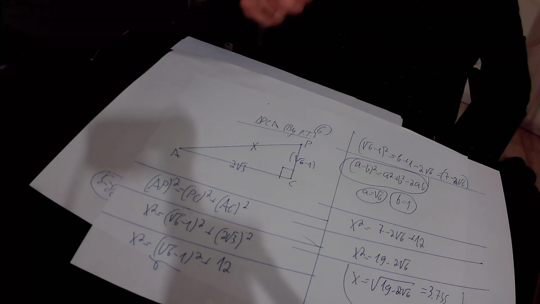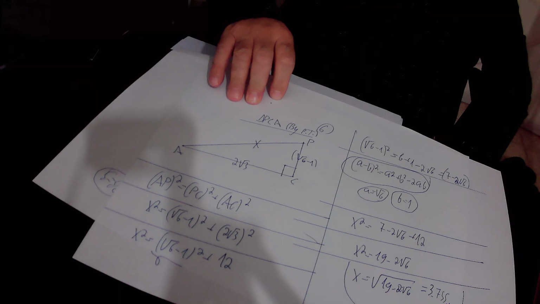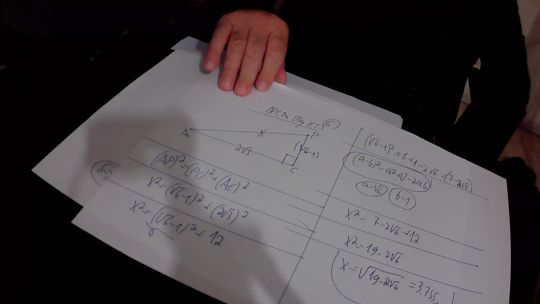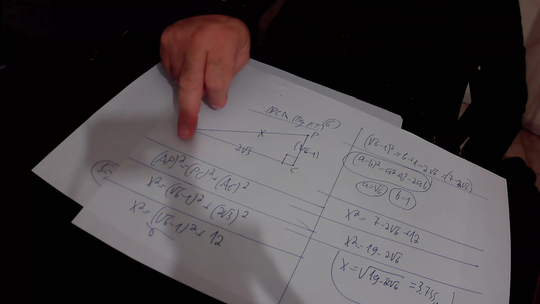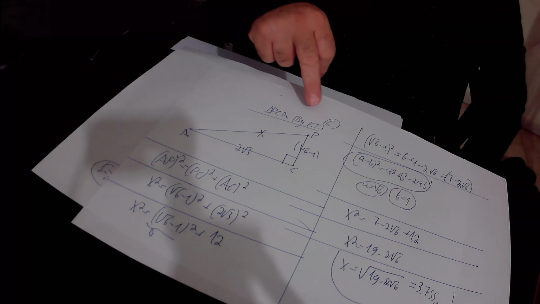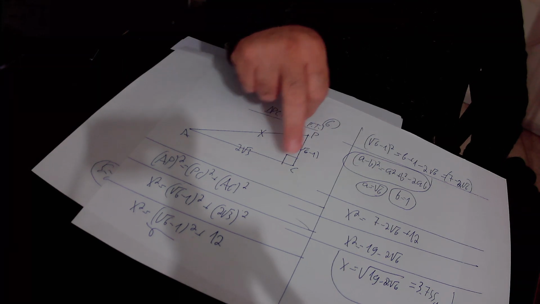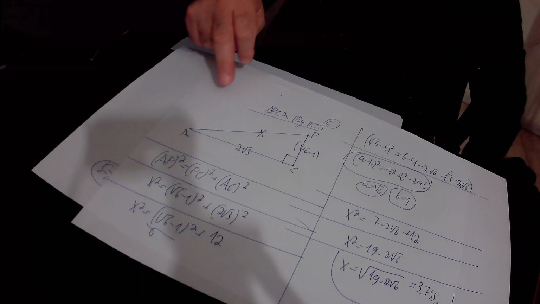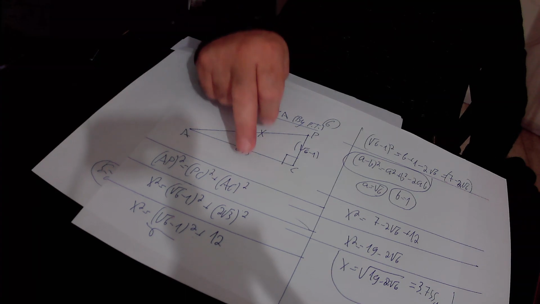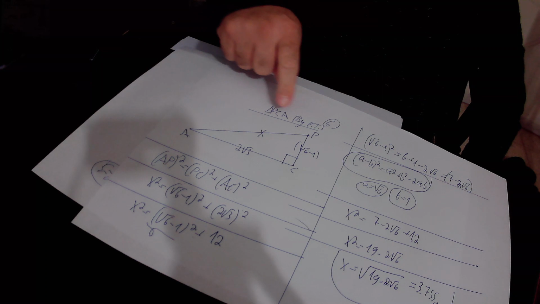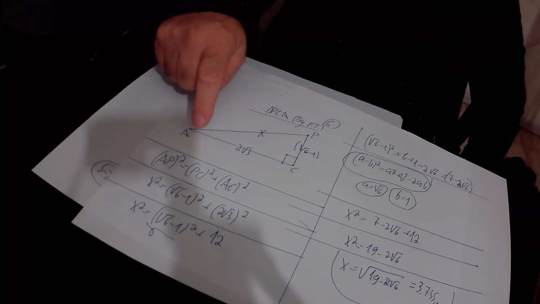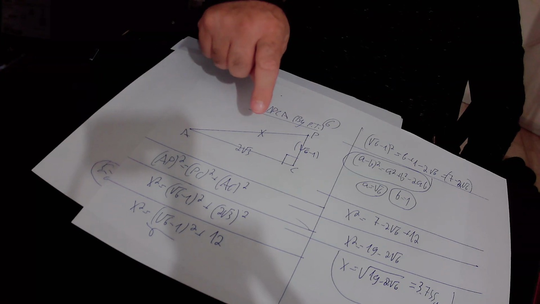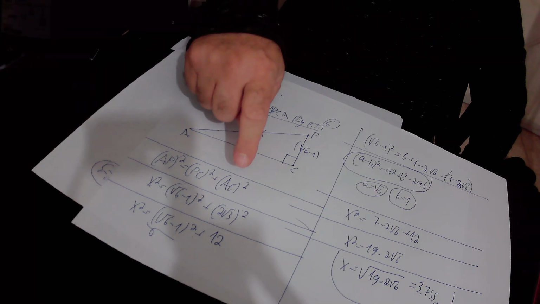Here we implemented the Pythagoras theorem. According to the Pythagoras theorem, the square of the hypotenuse equals the sum of the squares of the perpendiculars. The hypotenuse is AP, therefore the square of the hypotenuse is AP squared. It must be equal to the sum of the squares of the perpendiculars, that is to say, PC squared plus AC squared. So AP squared equals PC squared plus AC squared. AP is x, therefore AP squared is x squared. And it must be equal to PC squared. PC is square root of 6 minus 1, therefore PC squared is (square root of 6 minus 1) squared. AC is 2 times square root of 3, therefore AC squared is (2 times square root of 3) squared.